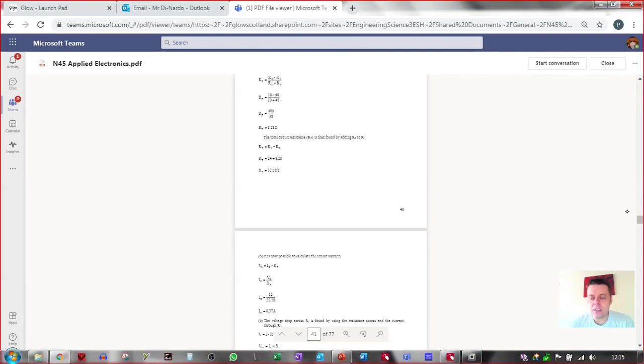Power is like instantaneous energy. It's an instantaneous reading. Whatever the voltage and current is in that moment, you can work out the effectiveness of that device.